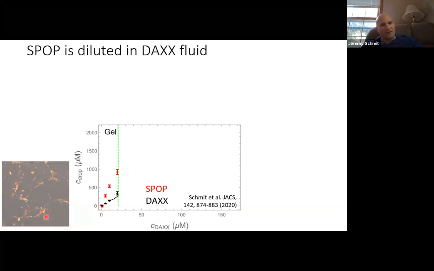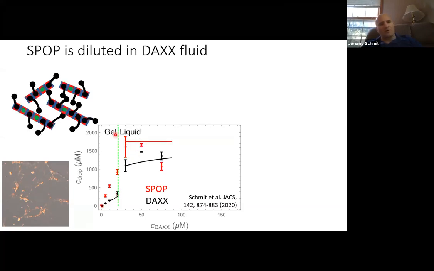So this over here is the gel phase, and we've got this sort of disordered network of SPOP fibers here. And we don't really know what that is, but Jill measured those concentrations here. But based on that concentration of SPOP, we can calculate how much DAX should be present based on her equilibrium constants, and that fits very well.